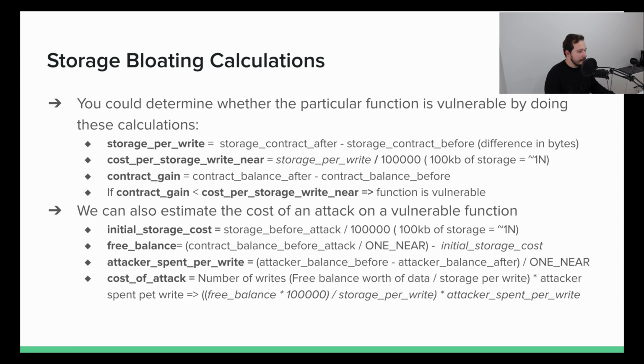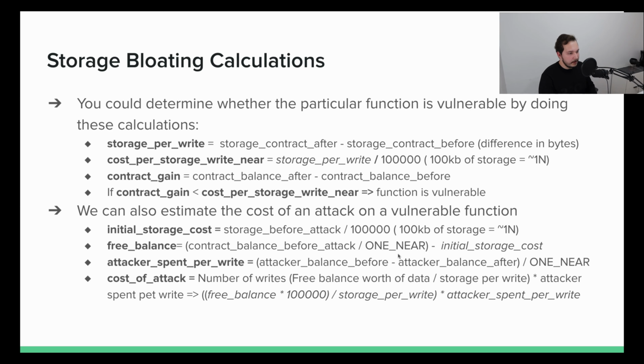In this sense, we get the initial storage cost, just a starting point. We are trying to understand how much money the contract needs to maintain current storage. So we get current storage and we divide it by 100,000, since 100 kilobytes of storage is roughly 1 NEAR. Then we get free balance. So we get contract balance before attack and divide it by 1 NEAR to get the balance. And we just do minus initial storage cost.